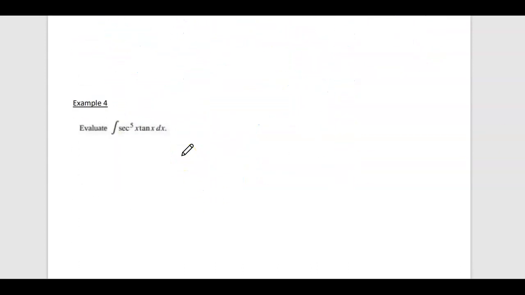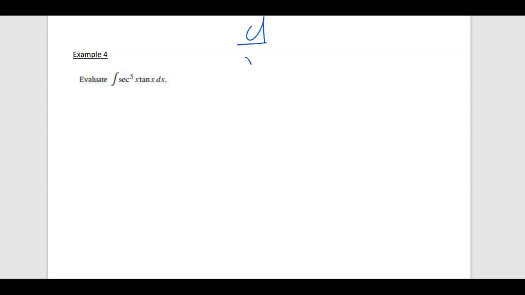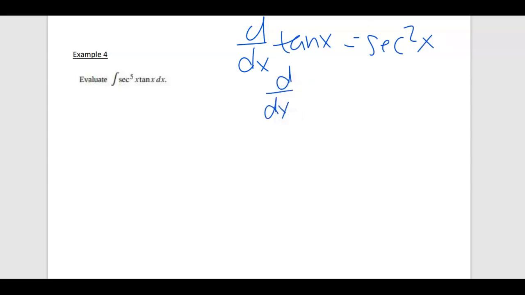All right, let's look at another example here. This one does have secant and tangent in it. So let's look at what we might need to do if you have something like this. Now, remember that the derivative of tangent is secant squared, and the derivative of secant is secant tangent.